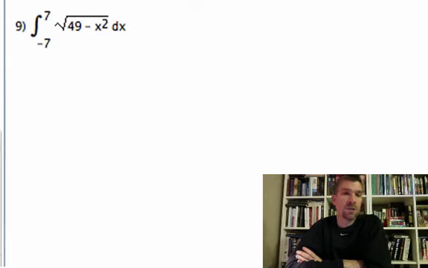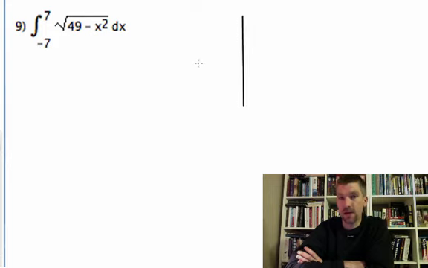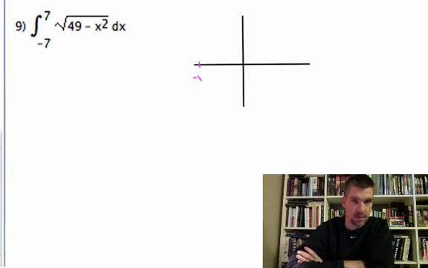All right, question number 9. Evaluate the integral from -7 to 7 of the square root of 49 minus x squared dx. Well, let's graph this guy. And if you can remember back to your pre-calculus days and conic sections and all that, this has the rough makings of the top half of a circle. How do I know that? Well, I've seen 1 or 2 or 3 of these.